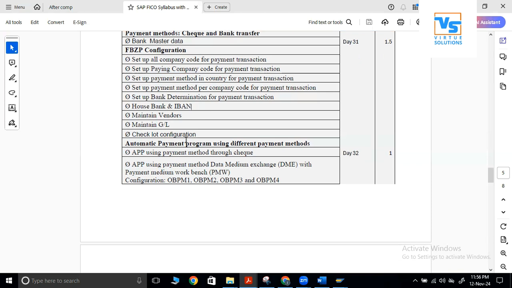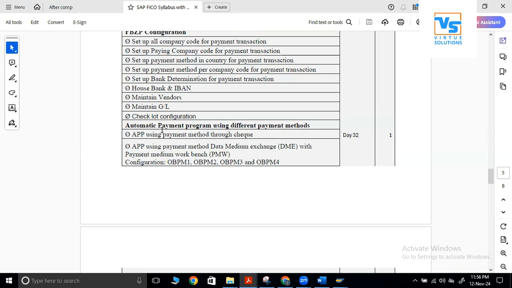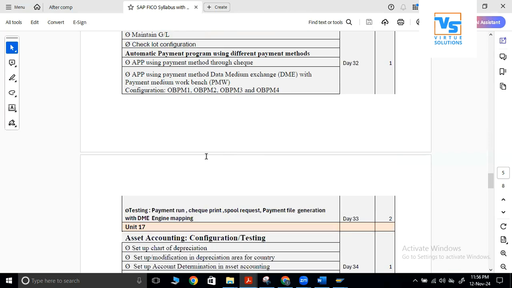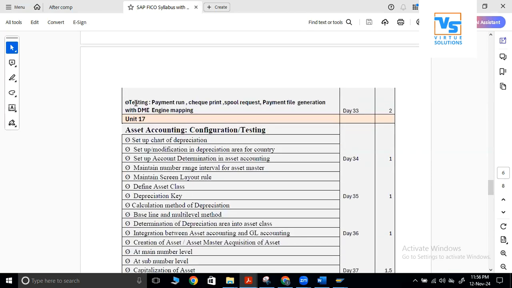Yeah. And then automatic payment program using different payment methods. Different payment method means using check payment or using bank transfer. There are multiple types of payment methods. So those things also we will be doing. And then the testing, payment run, check payment, spool request, payment file generation with DME engine mapping. DME is nothing but data medium exchange. So these things we'll discuss separately.